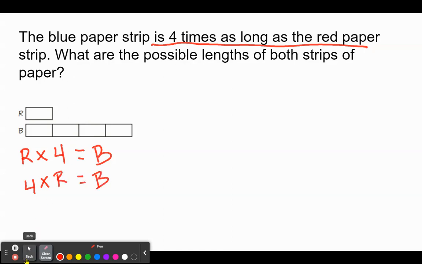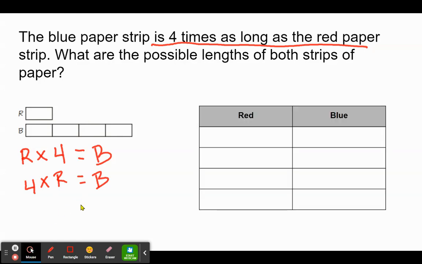Okay, so now let's go ahead and take a look at this with our input-output table. So let's pretend we're going to find some possible lengths for both strips. So if my red strip is 1 unit, then my blue strip has to be 4 times as long as my red strip. So if my red strip is 1 unit, that means my blue strip is 4 times that. So 1 times 4 is going to be 4. So I have 1, and then each one of these is 1. So that means that our output, our blue strip, is going to be 4.